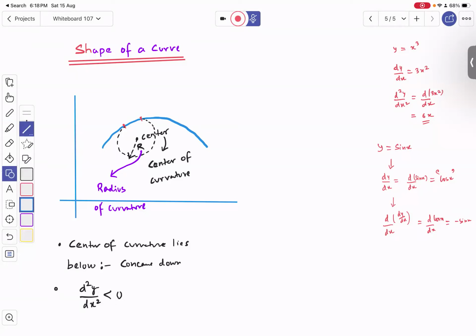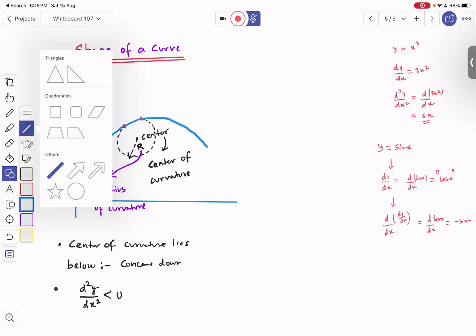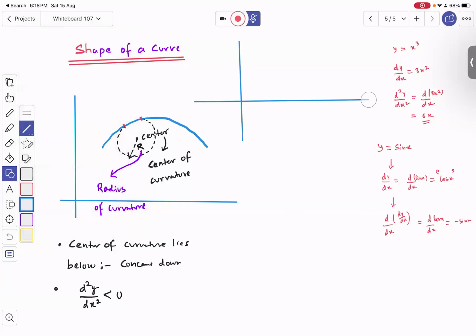I'll give an example also of a curve, the famous curve of sin x.